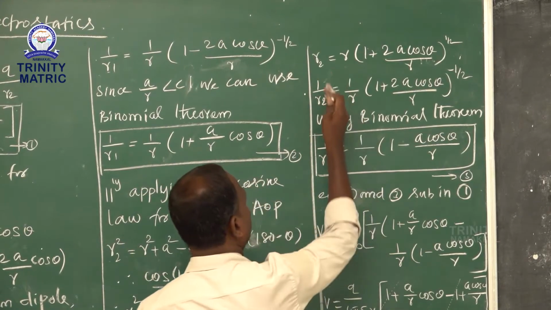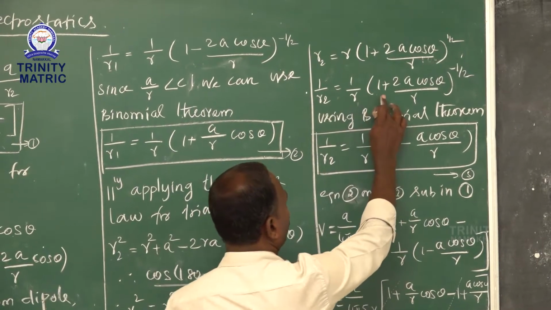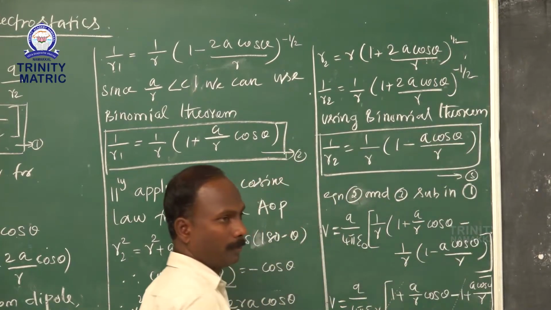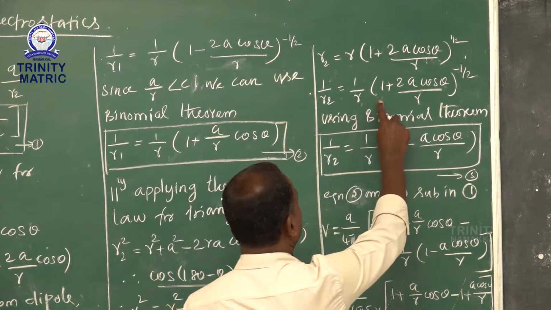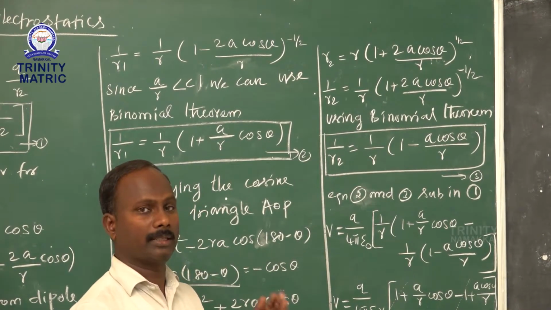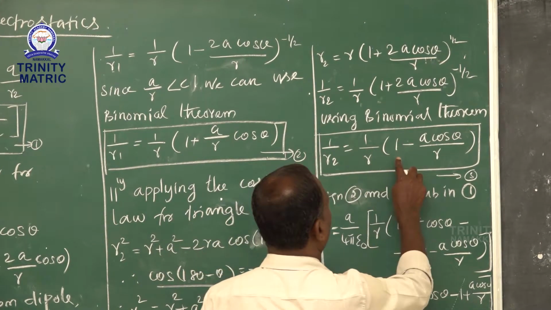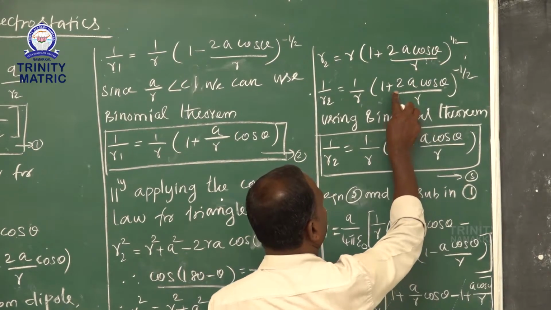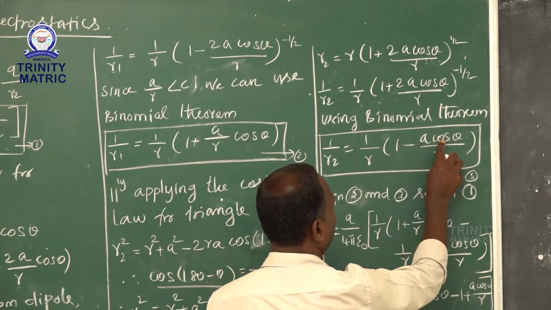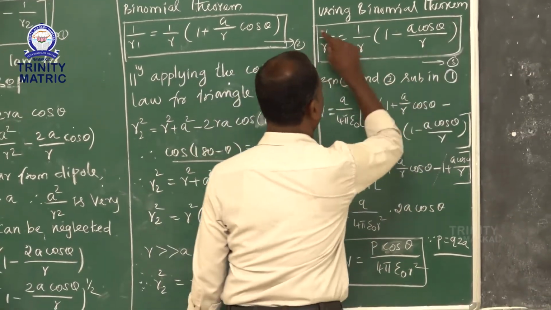Now again we convert to the reciprocal value. So 1 by R2 is equal to 1 by R into (1 plus 2A cos theta by R) whole power minus 1 by 2. Again, in the same way, expanding by the binomial theorem and omitting the higher powers, 1 by R2 is equal to 1 by R into 1. Here minus 1 by 2 will come, so minus into plus, the 2 will be cancelled. We get A cos theta by R.